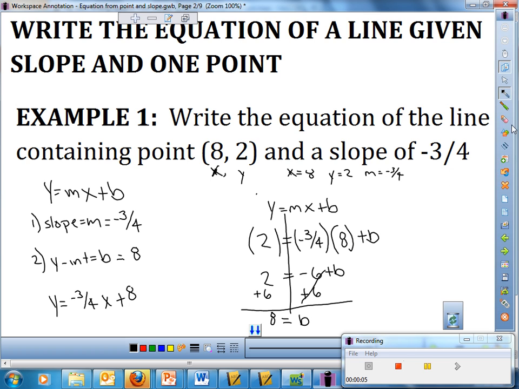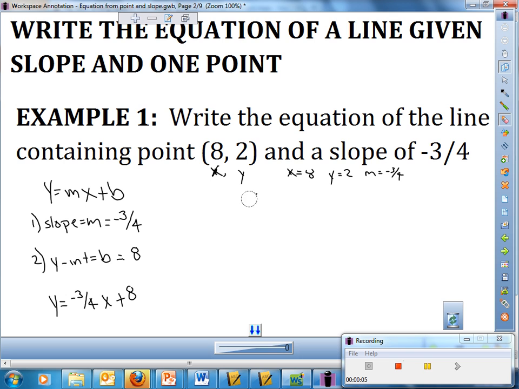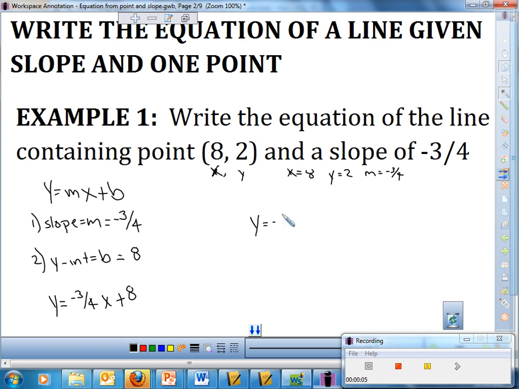Now, any good mathematician should always check their work. So I'm going to go ahead and erase this work so I have a little bit more room. And I think my answer is y equals -3/4 x plus 8. So I'm going to write that out. y equals -3/4 x plus 8. That's what I think the answer is.